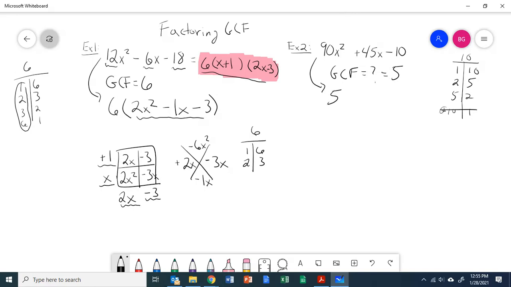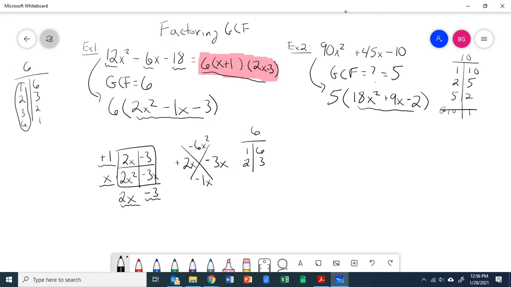Okay, so we're going to factor out that 5 right away. So 90 divided by 5, you got to know what that is. That is 18. Okay, if you need to, just use a calculator. And then you still have that x squared. 45x divided by 5 is a positive 9x. Okay, and then a negative 10 divided by a 5 is a negative 2. Okay, so now we have that new part. Now it makes these numbers a lot smaller. I would way rather have smaller numbers. So that's what the goal is of the GCF.